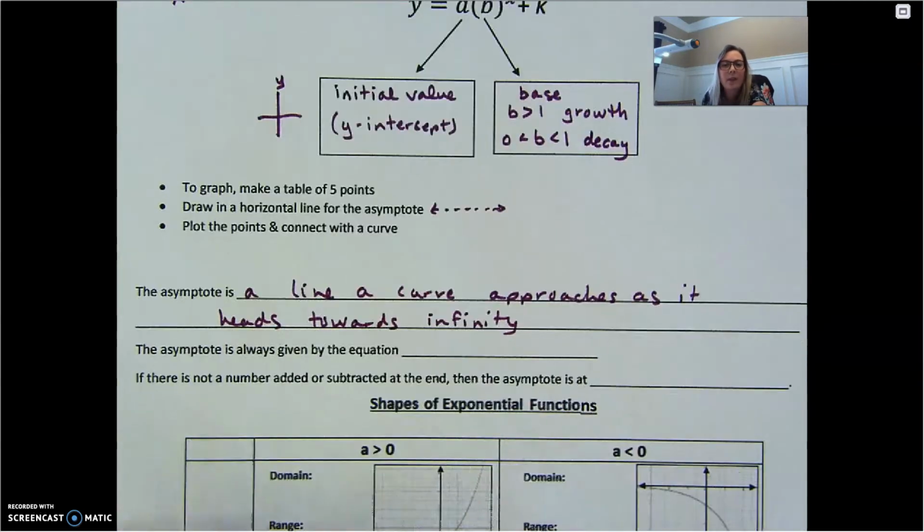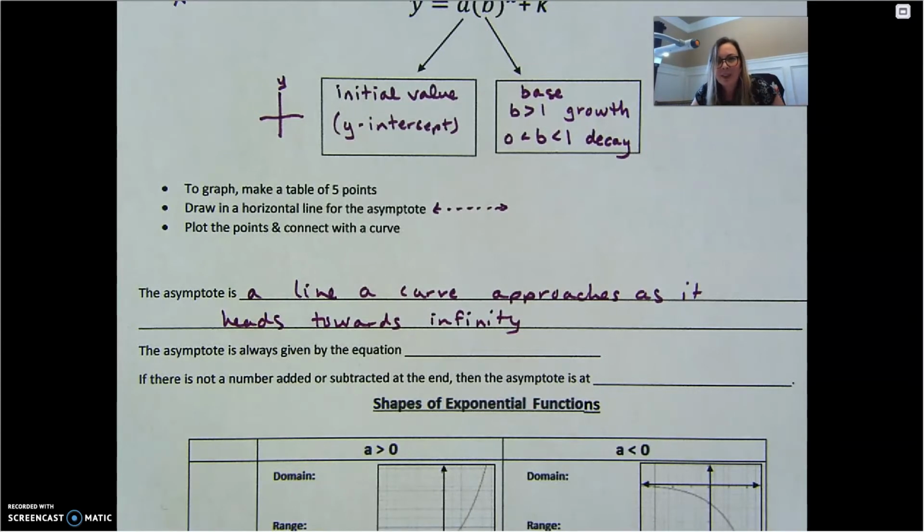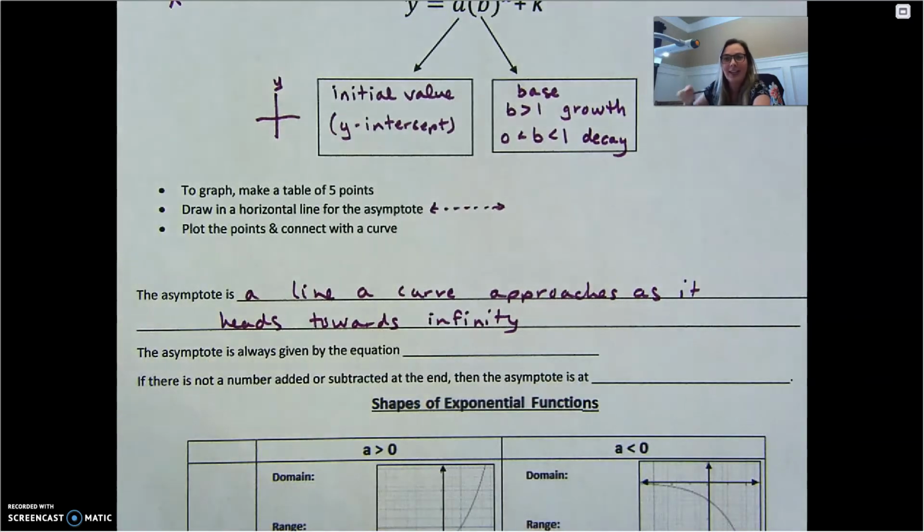All right, think of it as an invisible electric fence. What happens if you touch it? That's right, it's not a pretty sight. So you want to stay away from the asymptote. Don't touch it. All right, your graph is going to get closer and closer and closer. It's like, I'm not touching you, I'm not touching you. All right, that's what an asymptote is.